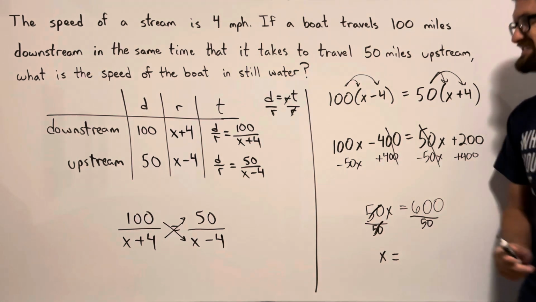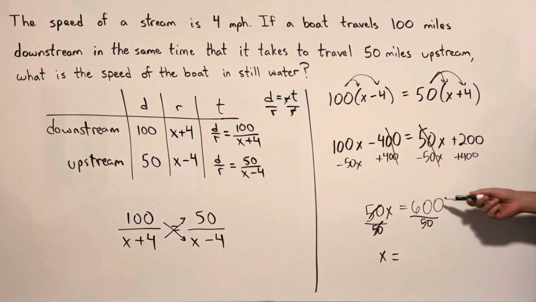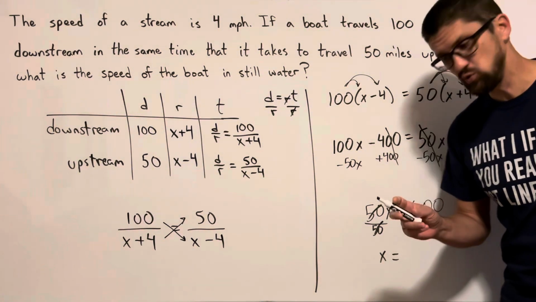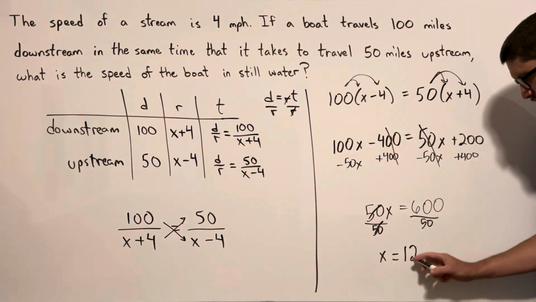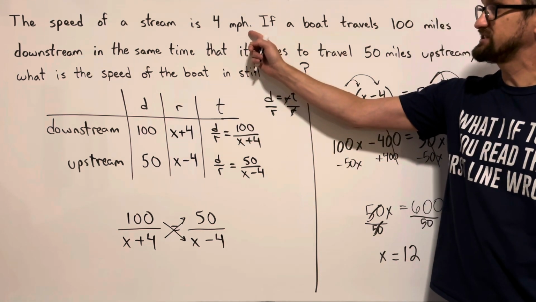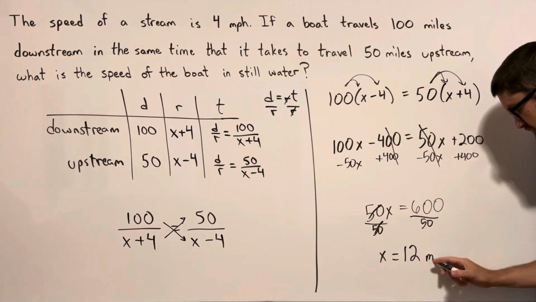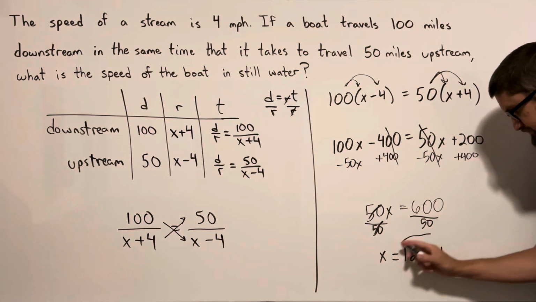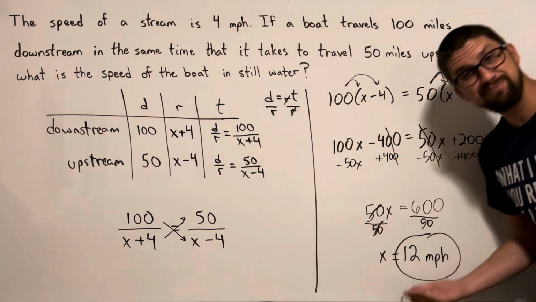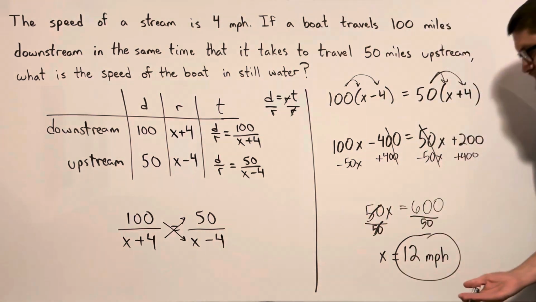So the x is what I'm looking for, the speed of the boat in still water. 600 divided by 50 is 12. So x is the speed. Since the stream speed is in miles per hour, the boat speed is also going to be in miles per hour. That's the speed of the boat if the water was still, no current. There you go.